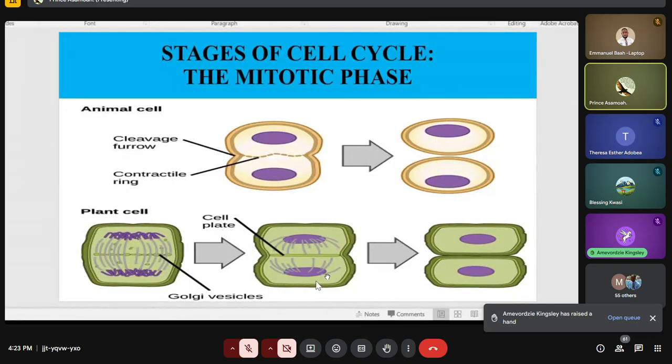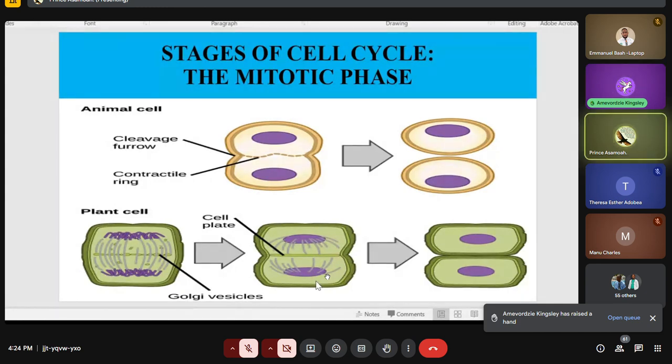Yes, another hand is up. With the explanation you have given, it means cells are very important, and without them there cannot be any life in existence. Am I right? Yes. So can it be possible that if a cell is suffering, it cannot continue to multiply or divide itself? Exactly.